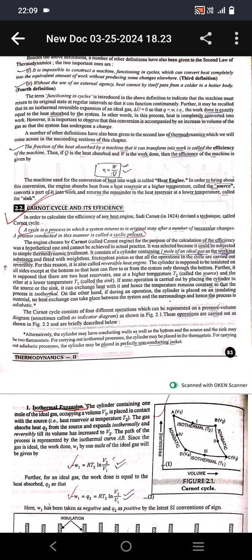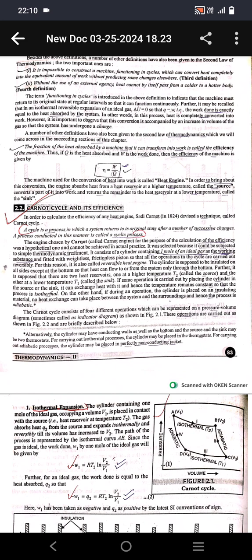The engine chosen by Carnot for the purpose of the calculation of the efficiency was a hypothetical one and cannot be achieved in actual practice. It was selected because it could be subjected to simple thermodynamic treatment. It consists of a cylinder containing 1 mole of an ideal gas as working substance and fitted with a weightless, frictionless piston so that all the operations in the cycle are carried out reversibly. For this reason it is also called a reversible heat engine.